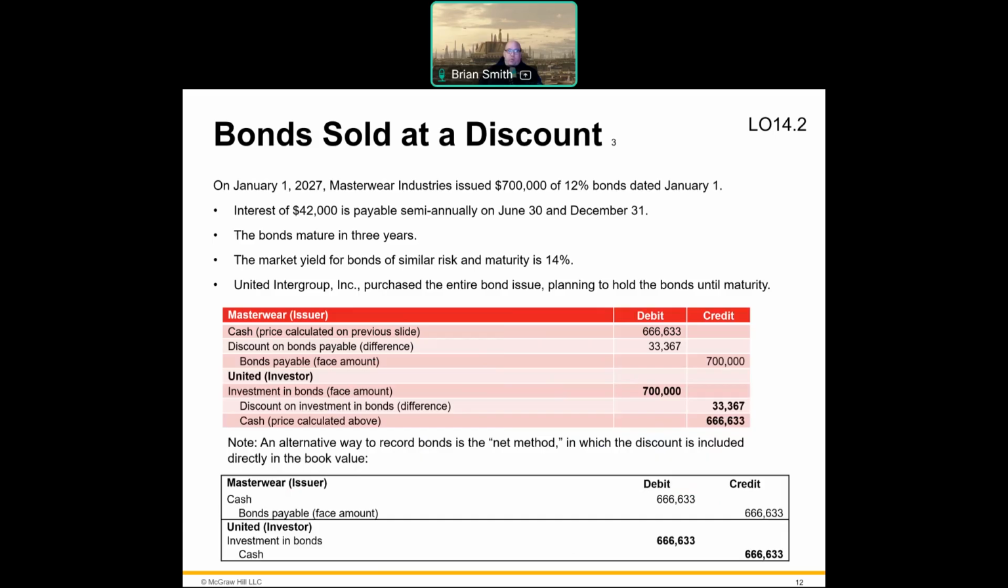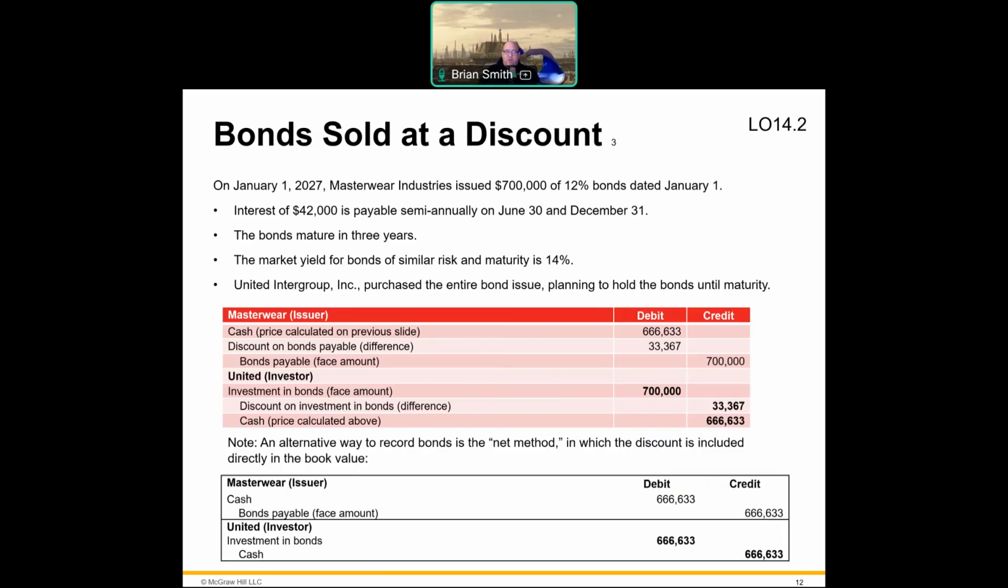So here's our journal entry. We're going to debit, this is for the issuer Masterware, cash, because we're getting cash in, $666,633. We're going to credit bonds payable for the full face amount, $700,000. The difference is a plug. In other words, we're going to take the 700,000 and subtract out the cash, and that amount is our discount that we're going to need to amortize over the life of this bond.